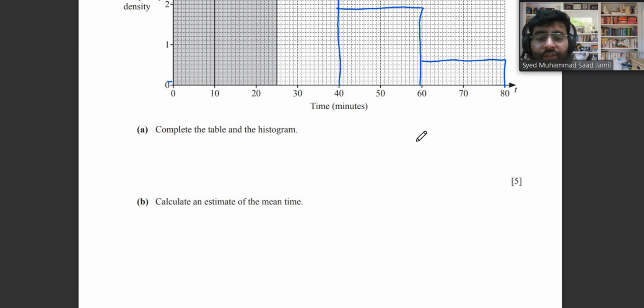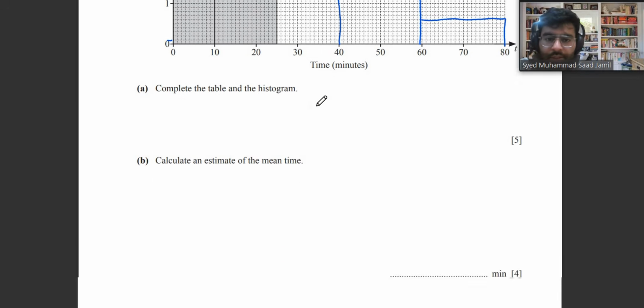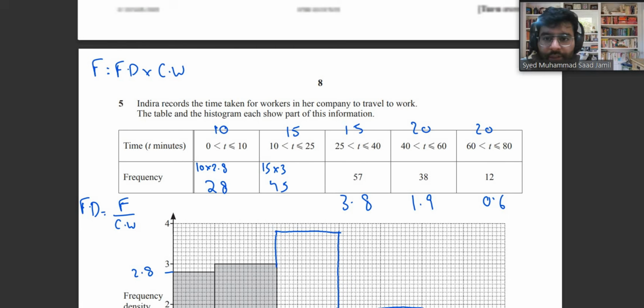Now it says calculate an estimate of the mean time. To do this question we will go back up over here. First of all, whenever you have to calculate a mean like this, what was the frequency for the first one? It was 28, right? Let me write down 28.